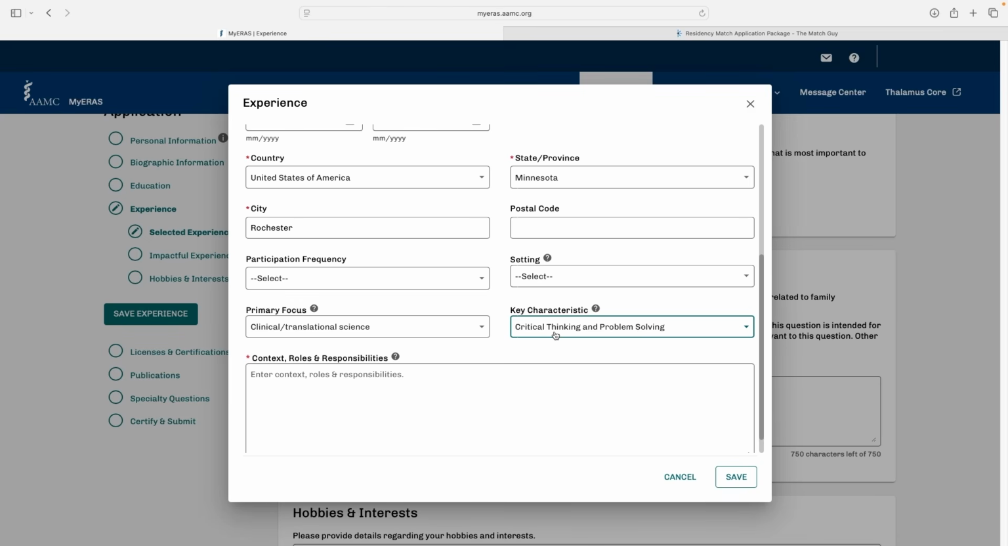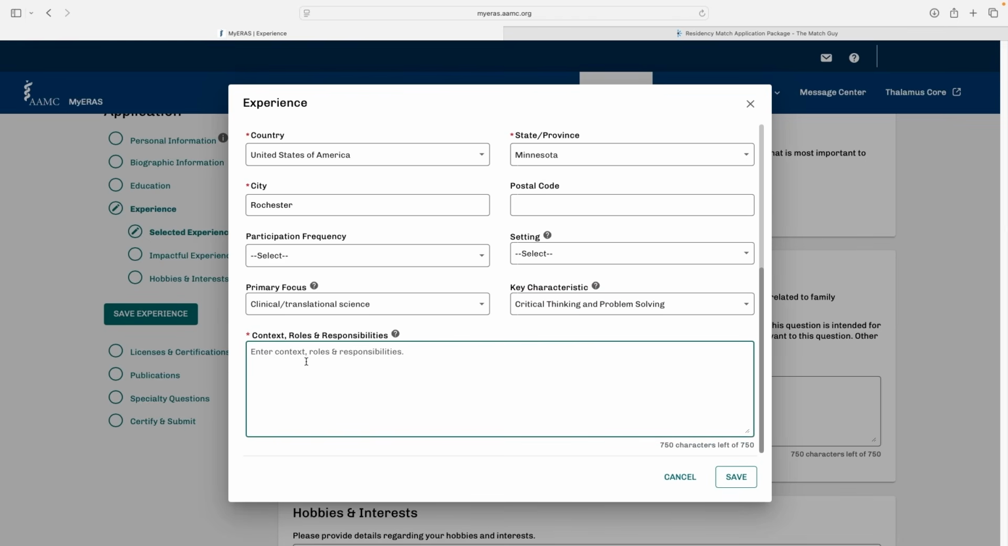Would you like to show that the main thing you learned from this is the critical thinking and the problem solving, or the teamwork, or the leadership, or whatever characteristic you got out of it? And one thing to keep in mind when you're writing your description is that you have 750 characters.